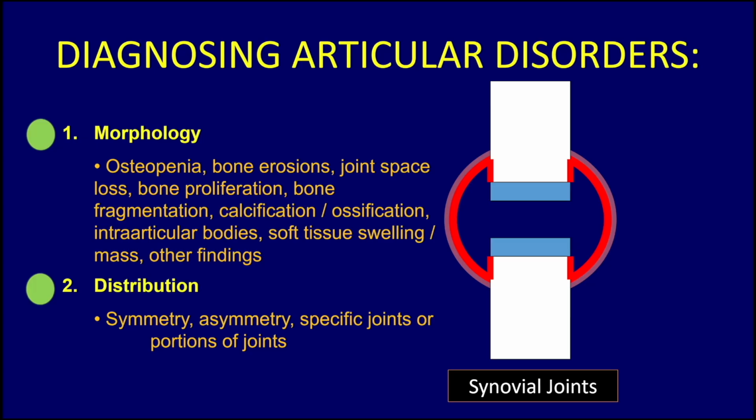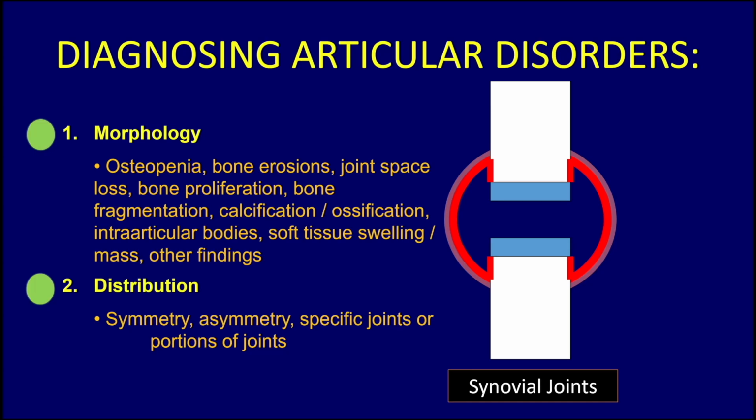The second is the distribution of the abnormalities. Are the abnormalities symmetrical from one side to the other, asymmetrical? Are they unilateral? What specific joints are involved and what portions of joints? This relates to distribution, and that does require some memory, as an understanding doesn't always explain why we see specific joints or parts of joints involved.